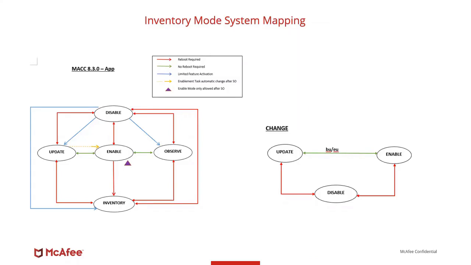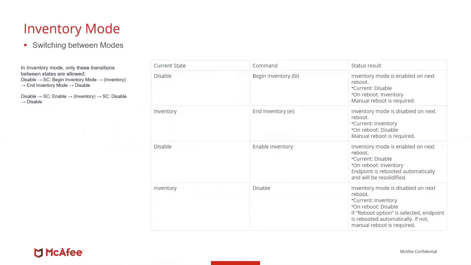So you can go from update to enabled or update to observe. From enabled to observe, but just note that if you're going from update to observe, you have to end update mode or end observe mode to go from either of those modes. These are kind of just a table to show you how to switch between modes for inventory mode.